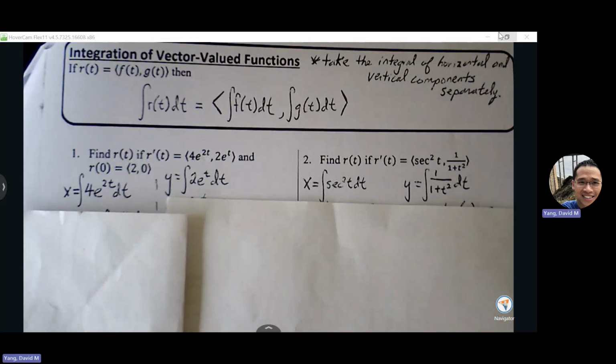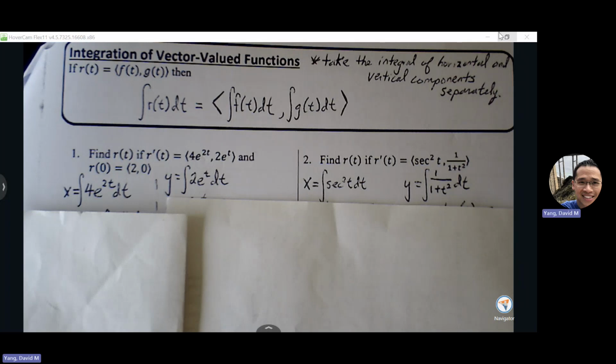Okay, so here's number one. I want to find r of t if r prime is given in component form and r of zero is (2, 0). We're going to ignore that (2, 0) a little bit, because it will help us out later when we need to solve for c. But let's set up our two components. We want to find the antiderivative of both of those terms in component form, and eventually make our way up to x and y.